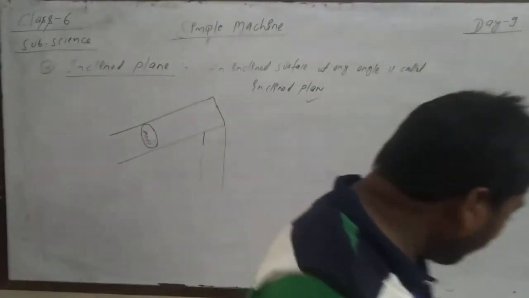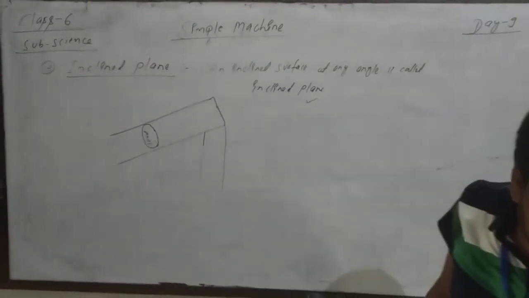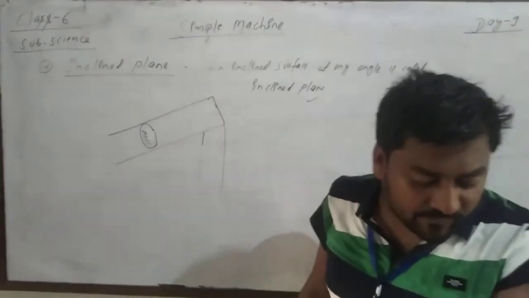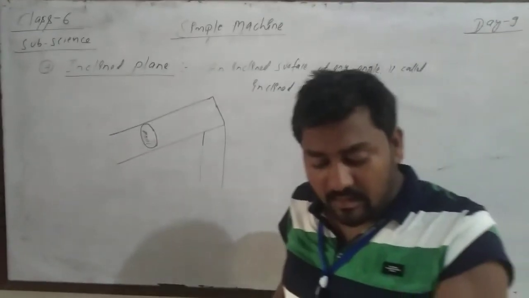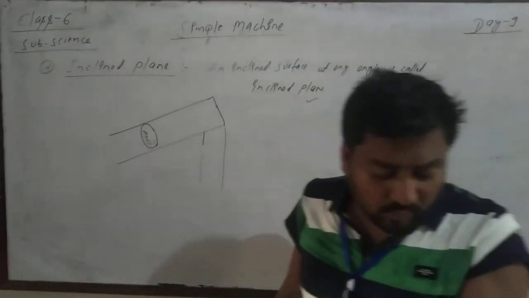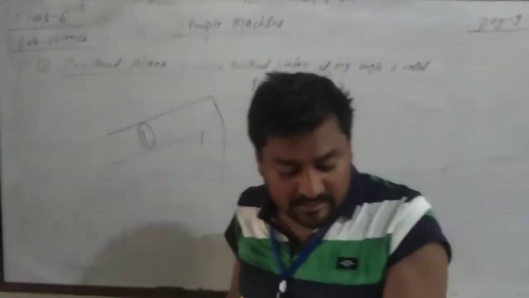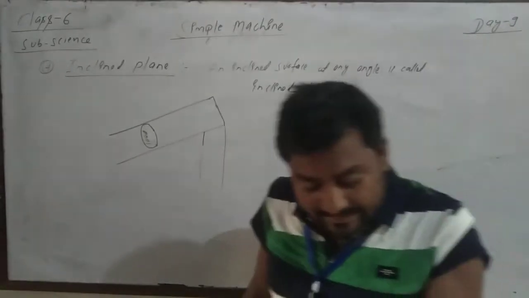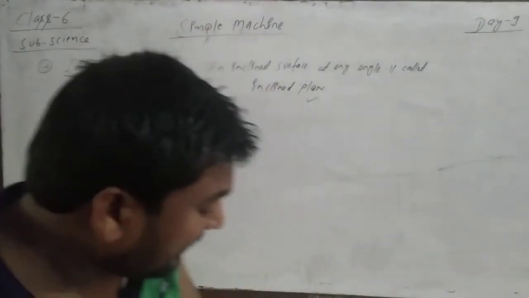So it makes our work easier by magnifying force. An inclined plane can be long or short. Less effort is required for a longer plane, whereas more effort is required for a shorter plane. Winding roads on hills, staircases, ladders, children's slide, etc. are some examples of inclined plane.